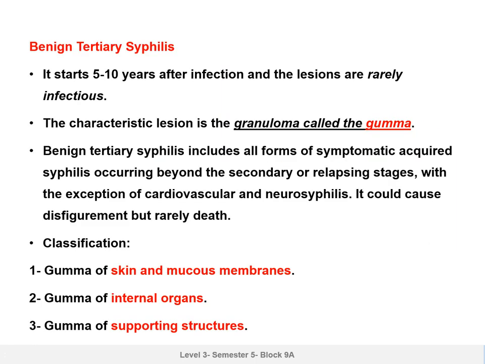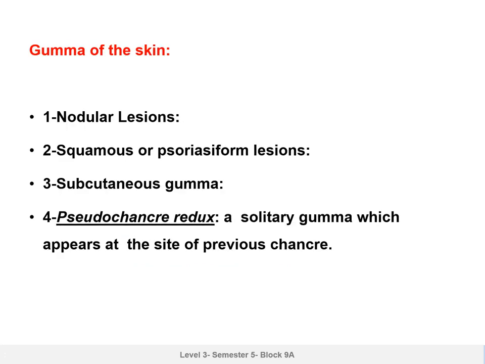Benign tertiary syphilis starts 5 to 10 years after infection, and the lesions are rarely infectious. The characteristic lesion is the granuloma, which is called gumma, with three types of classification: gumma of skin and mucous membrane, gumma of internal organs, and gumma of supporting structures. Gumma of the skin: nodular lesions, squamous or psoriasiform, subcutaneous gumma, and it is very important to know pseudo chancre redux.